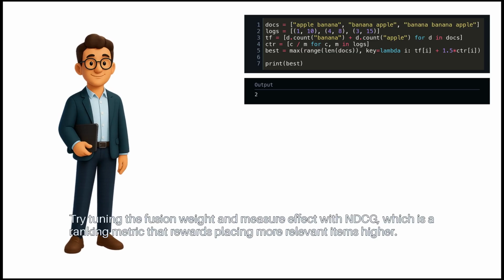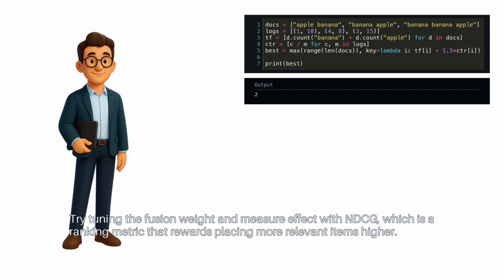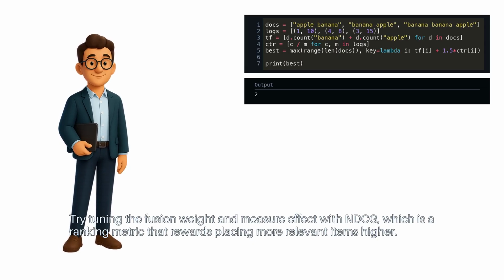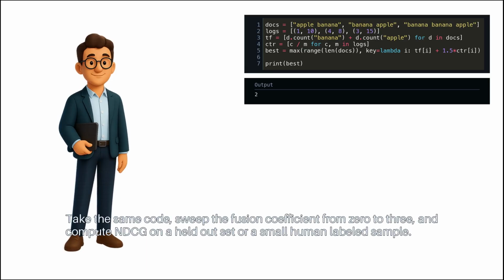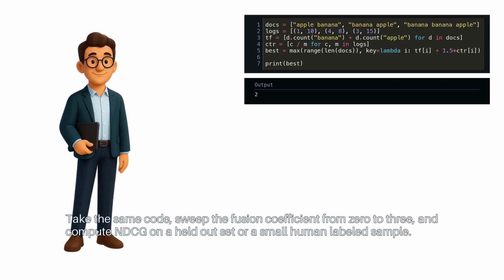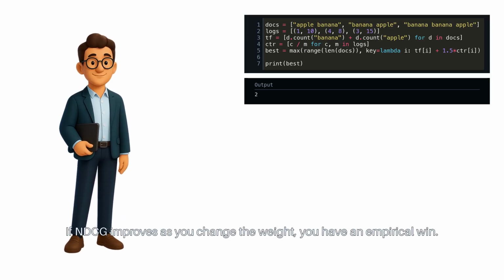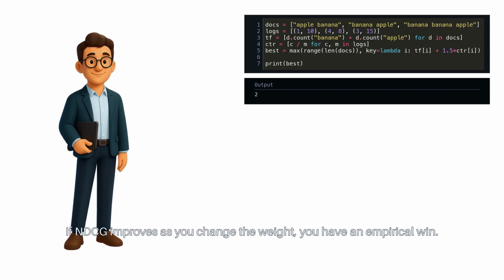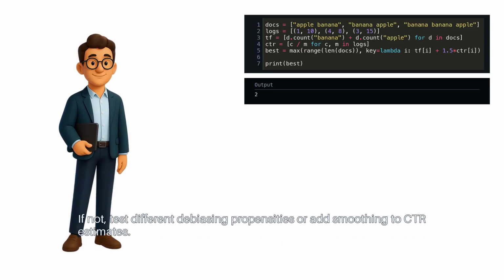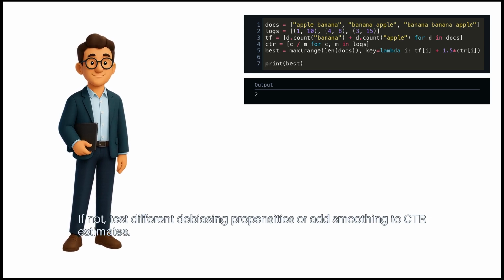Next step, try tuning the fusion weight and measure effect with NDCG, which is a ranking metric that rewards placing more relevant items higher. Take the same code, sweep the fusion coefficient from 0 to 3, and compute NDCG on a held-out set or a small human-labeled sample. If NDCG improves as you change the weight, you have an empirical win. If not, test different debiasing propensities or add smoothing to CTR estimates.